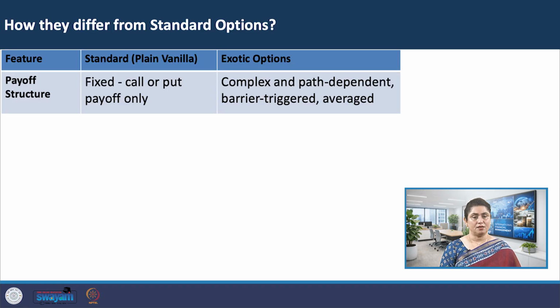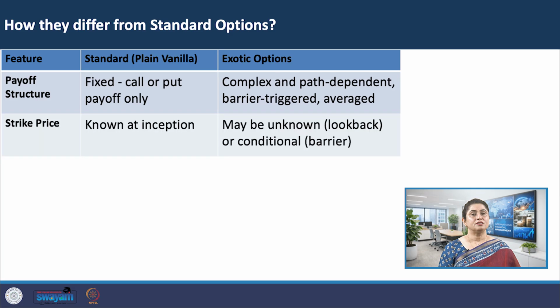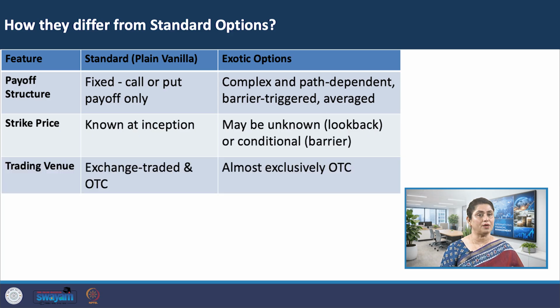Look at this table. Payoff structure. In standard option, the payoff is simple. It is either a call payoff or a put payoff, but in exotic option, the payoff is much more complex. Strike price. In standard option, the strike price is fixed and known right from the beginning. In exotic option, this is not always the case. The strike price may be determined later, as in the look back option, or may depend on certain conditions such as the barrier levels.